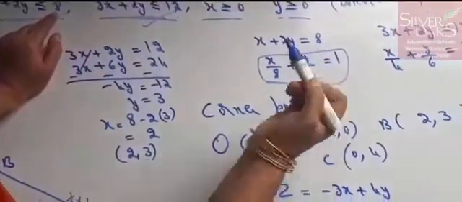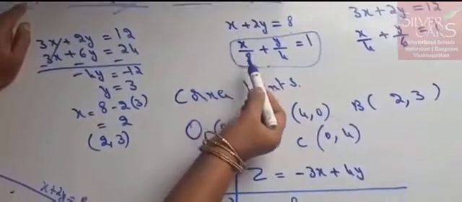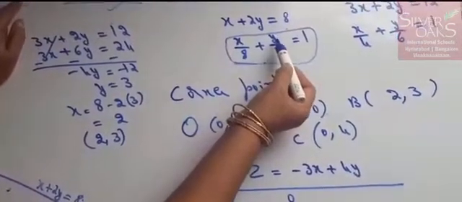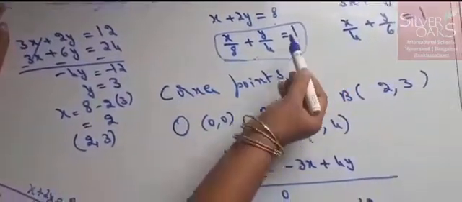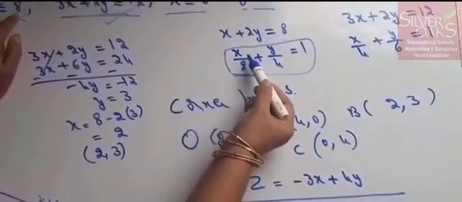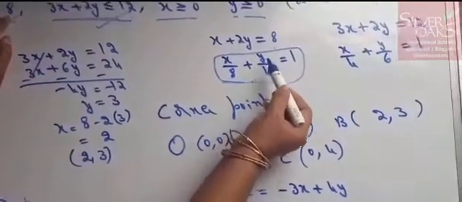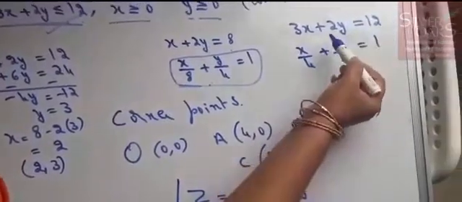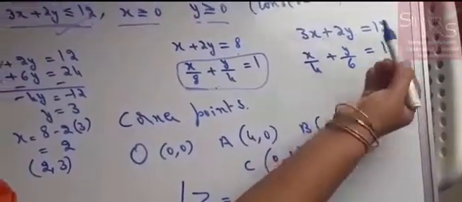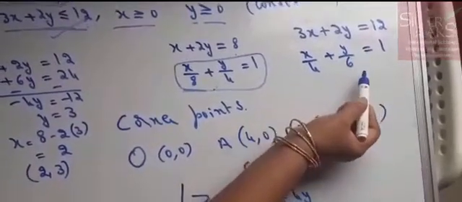Change it into the intercept form. Divide by the same constant on both sides. So this is x by 8 plus 2y by 8, which is y by 4, equals 1. So the meaning is that this line intersects the x-axis at 8 and the y-axis at 4. In the same way for the second equation, divide by 12 on both sides. So the x-intercept is 4 and the y-intercept is 6.